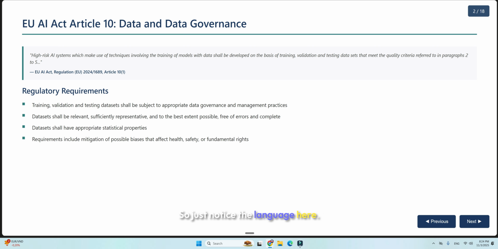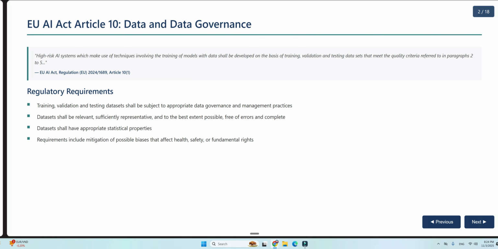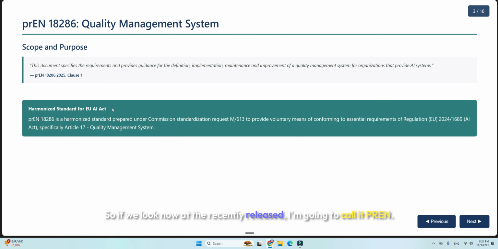So just notice the language here. Shall be developed, must be subject to, shall have. These aren't just suggestions, these are actual legal obligations for providers of high-risk AI systems who are hoping to operate in the EU market. So if we look now at the recently released prEN 18286, this is just an overview.